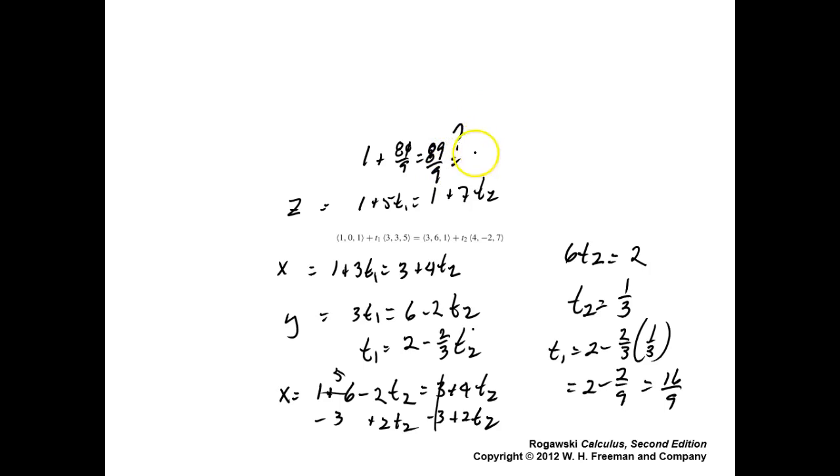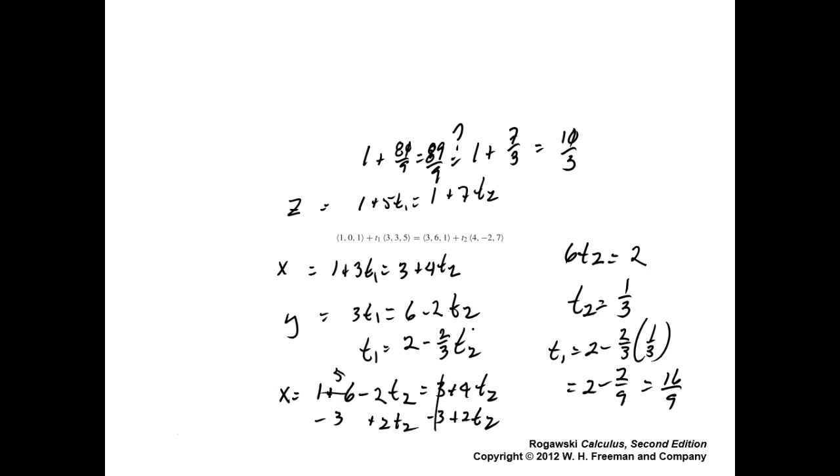Supposedly, is that equal to 1 plus 7 times T2, which is 1/3? This will be 3/3 plus 7/3, that'd be 10/3. Is 89/9 equal to 10/3? No, it's not. 90/9 would be 10/3, but 89 wouldn't. So guess what? These two do not have any points of intersection. That's what that tells you. It's sort of a tricky problem. You do not get the same thing.